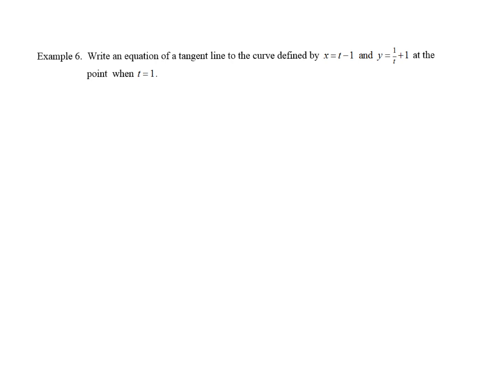Okay, let's try another one. So this time we're supposed to write an equation of a tangent line to the curve defined by x equals t minus 1 and y equals 1 over t plus 1 at the point when t equals 1. So don't get too confused on all of the different wording here. Just look at, here's my key thing. I'm writing an equation of a tangent line. So what things do I need if I want to write an equation of a line? A slope and what else? Right, you need a slope and you need a point.